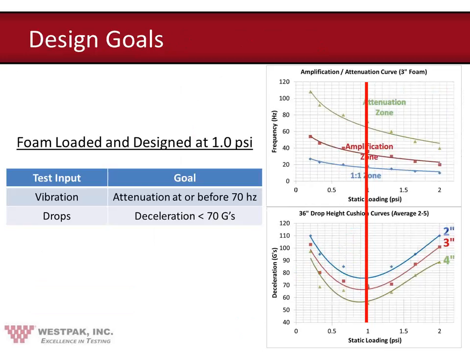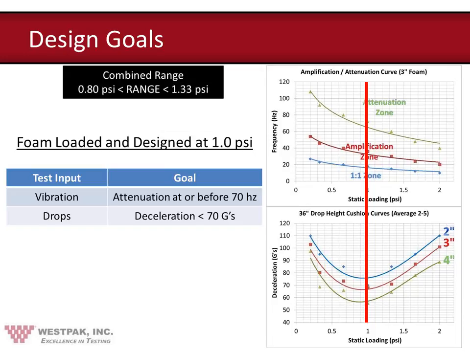Okay, let's delve more into this example right here. In the previous slide, what we determined was that the combined range for both the amplification attenuation curve and the cushion drop curves, in order to satisfy both criteria, is anywhere between 0.8 psi and 1.33 psi. So let's use this as a specific loading. For this example, we are loading it exactly at 1.0 psi.